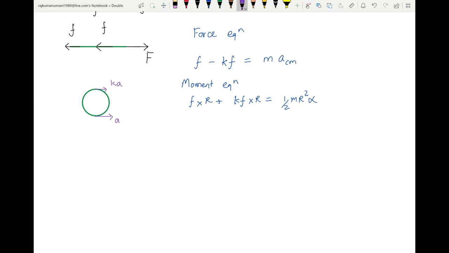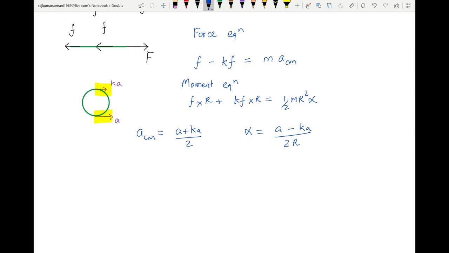From this we can conclude that the acceleration of the bottom point of the cylinder is going to be A, while the top point of the cylinder is going to be Ka. From this we can find the acceleration of center of mass, ACM, which we had in our force equation, and that would be A plus Ka divided by 2. Similarly, angular acceleration for the cylinder can be written as A minus Ka divided by 2 times R.